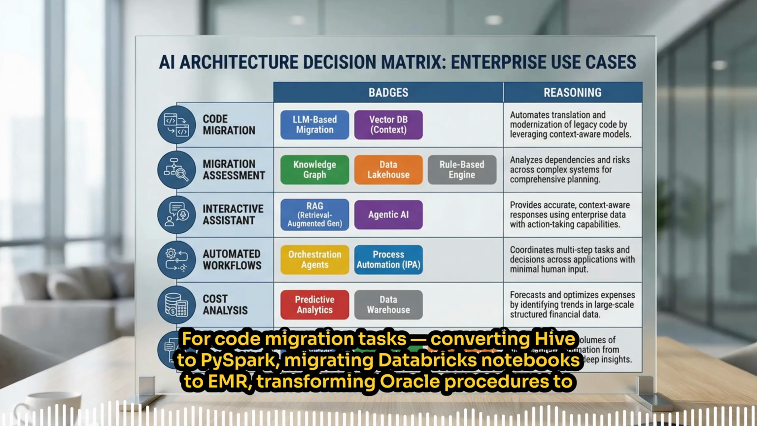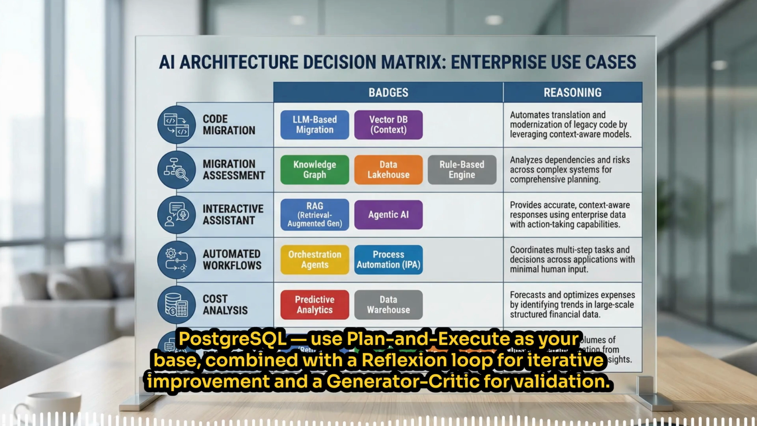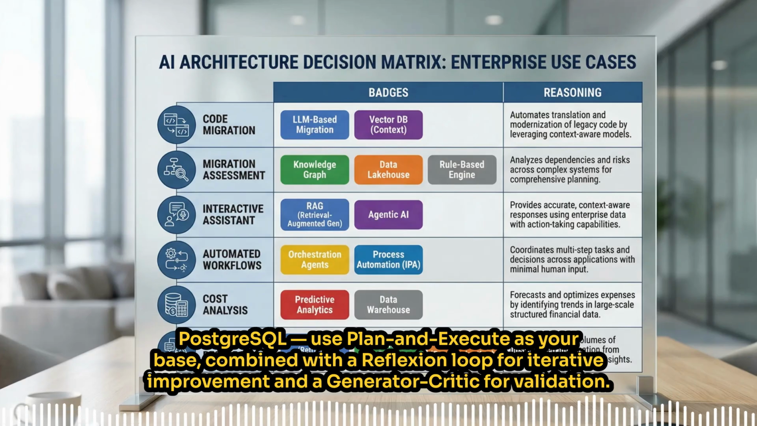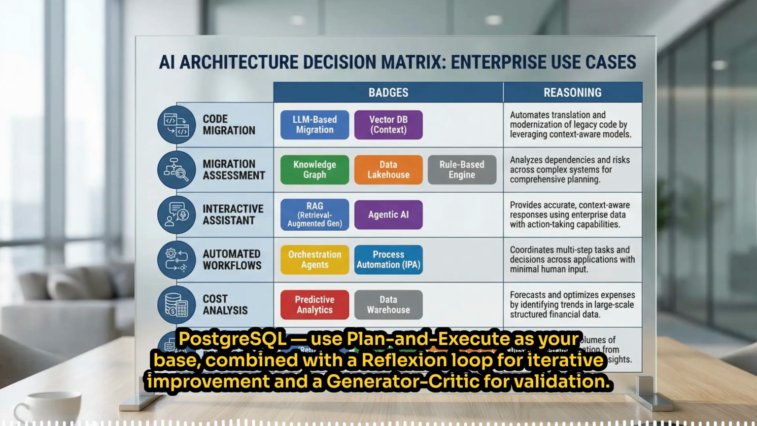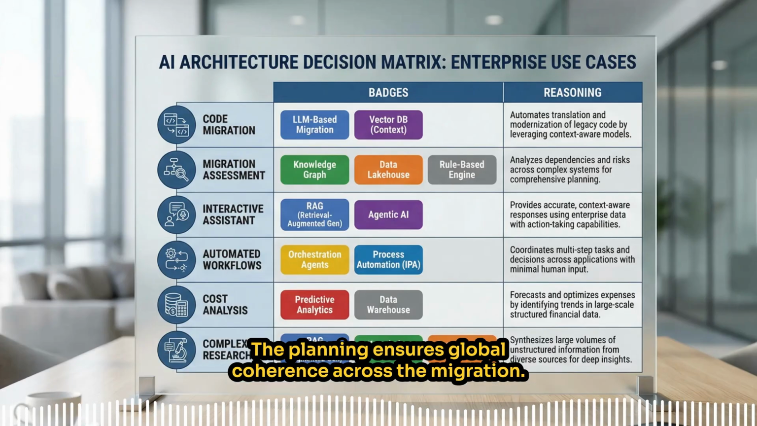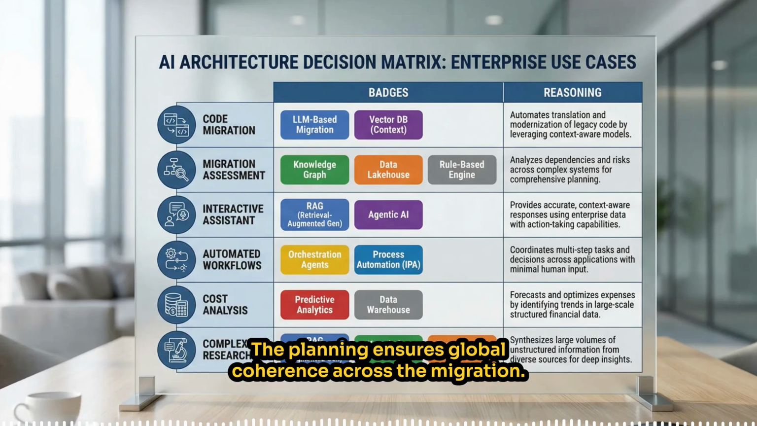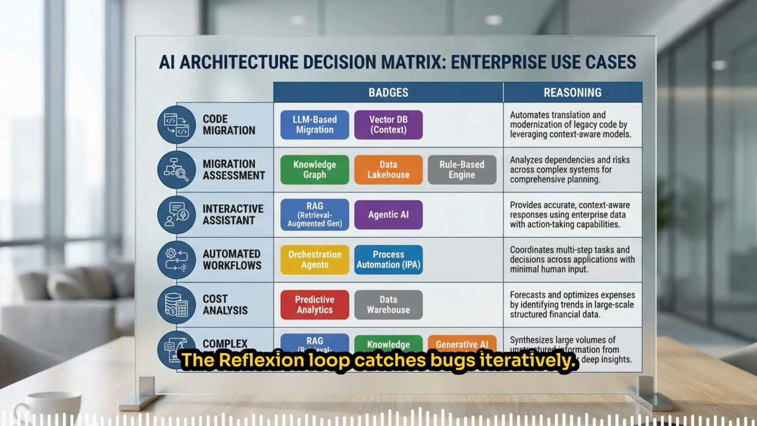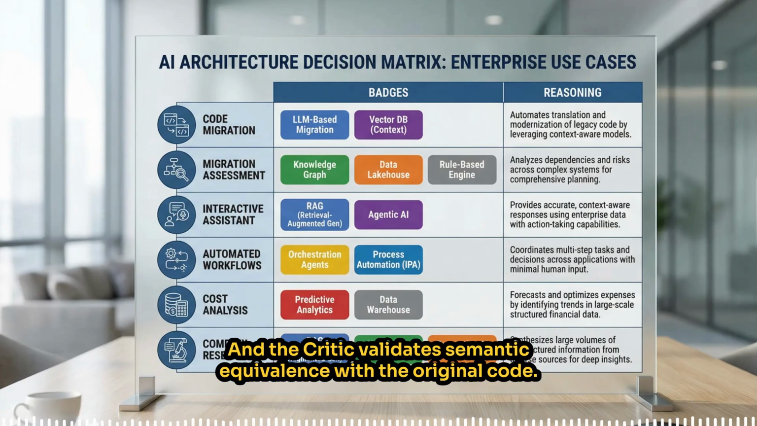For code migration tasks, converting Hive to PySpark, migrating Databricks notebooks to EMR, transforming Oracle procedures to PostgreSQL, use plan and execute as your base, combined with a reflection loop for iterative improvement and a generator critic for validation. The planning ensures global coherence across the migration. The reflection loop catches bugs iteratively, and the critic validates semantic equivalence with the original code.